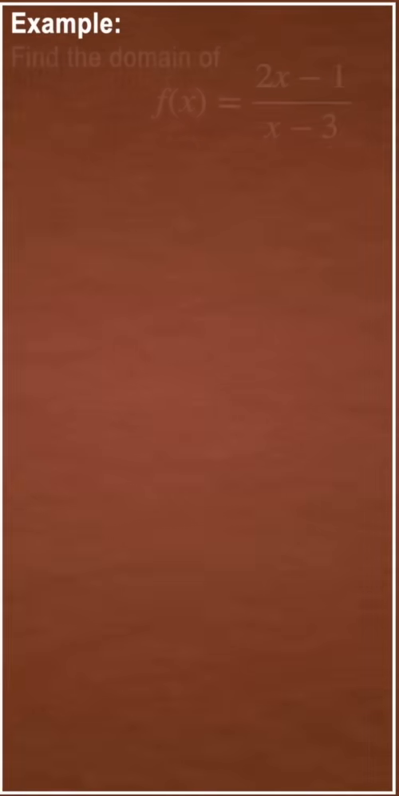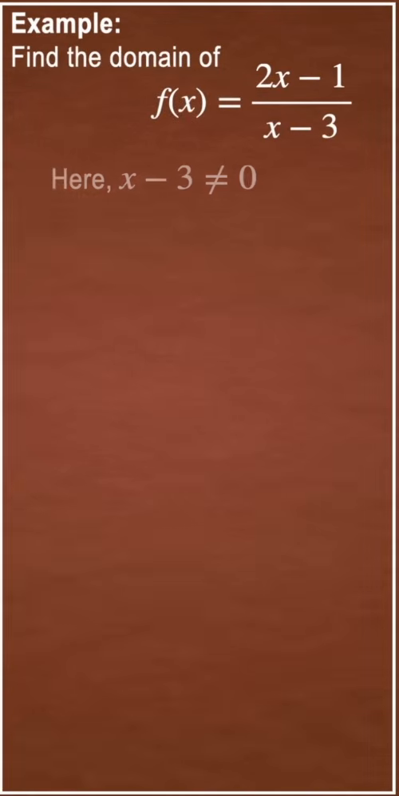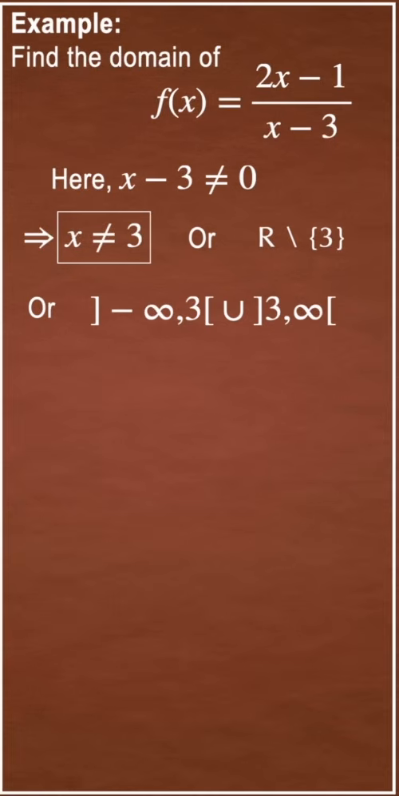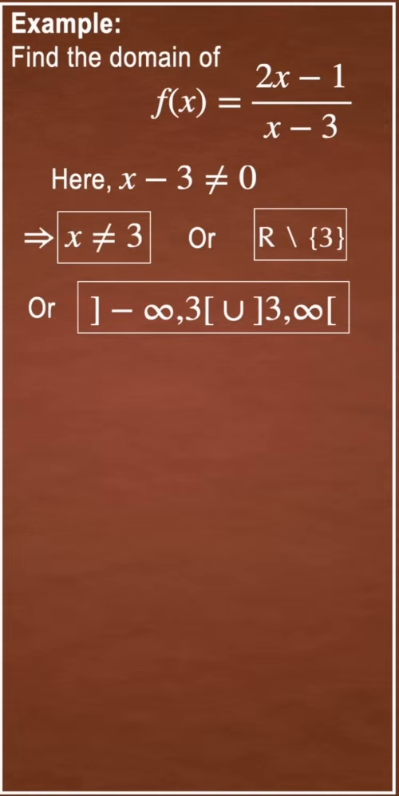Another example, when you have a rational function, the denominator cannot be 0, so x minus 3 can't be 0, so x cannot be 3. So for the domain, either you can write x is not equal to 3, or all real values, and then backslash 3 means all real values except 3. Or you can also write it as negative infinity to 3, then 3 to infinity, and boundaries are not included.